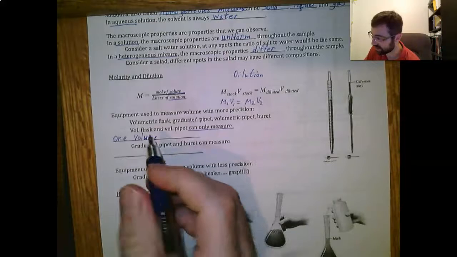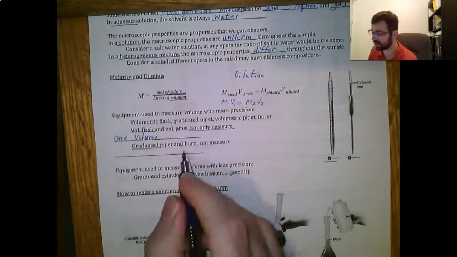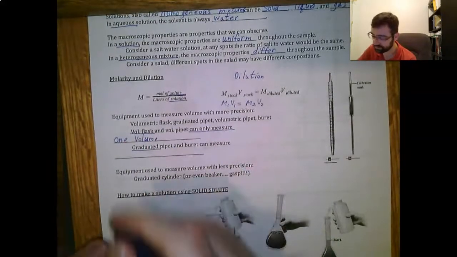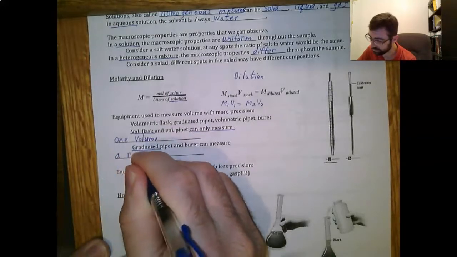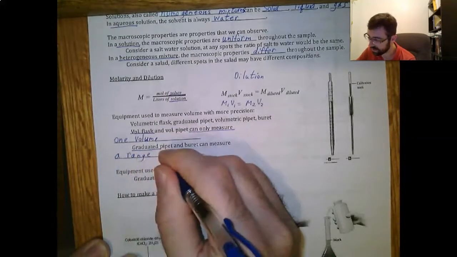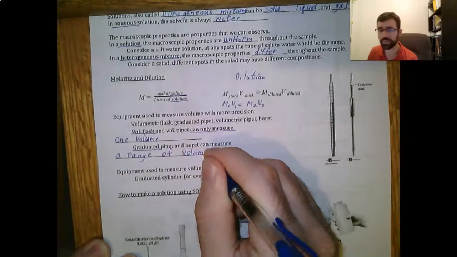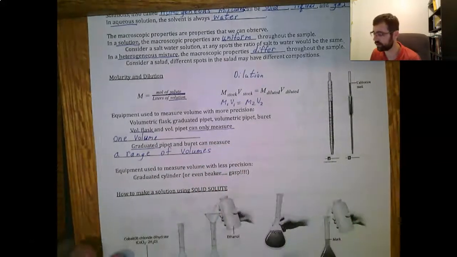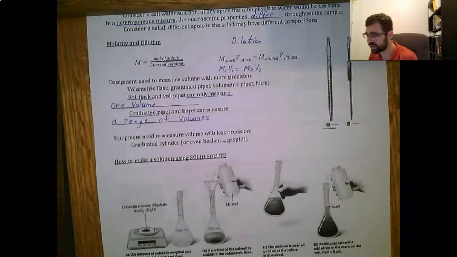A graduated pipette and a burette can measure a range of volumes. They're also quite precise, quite accurate, but not quite as much sometimes.